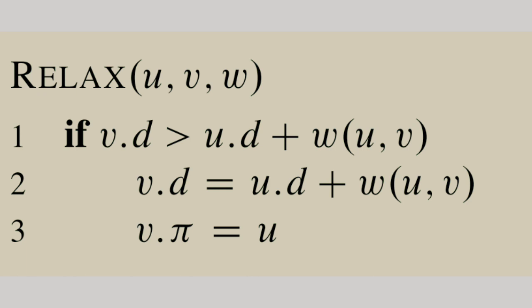In this line, it is checked whether the distance through u is less than the already estimated distance. And if it is less, the value of d and pi of the vertex v needs to be updated, which is shown in lines 2 and 3. The shortest distance of v is set to the distance through u, and the parent of vertex v is set to u because now in the shortest path to v, the predecessor of v will be u, as shown in line 3.